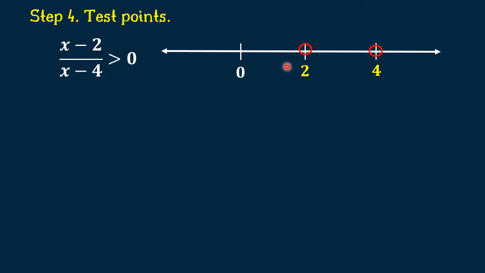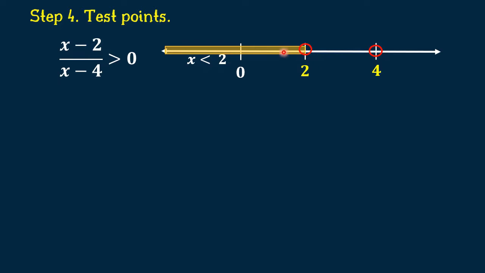So, first, we will try the first interval, which is x is less than 2. So, to the left of 2. Tip lang, kapag ang shaded region natin ay to the left of a point or a number, ibig sabihin less than ang ating gagamitin.